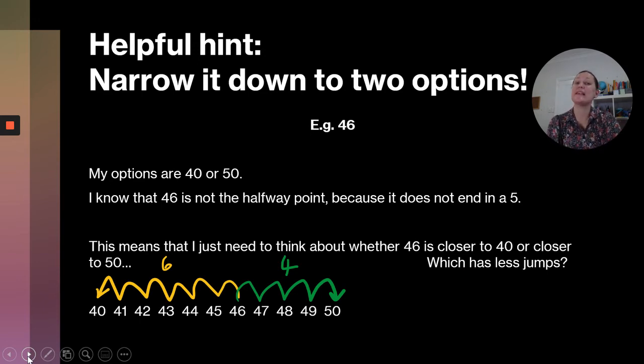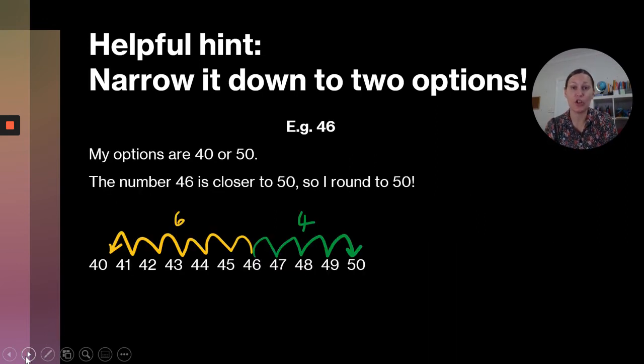I know that 46 isn't the halfway mark itself because it doesn't end with a 5, and that just means I need to think about whether 46 is closer to 40 or 50. You can see here with my yellow jumps that I worked out how many jumps it would be to go from 46 down to 40. That's 6 jumps. How about if I jump up from 46 to 50? 4 jumps. So which has less jumps? Jumping up. It's closer. So the number 46 is closer to 50, and I round to 50. Did you think that when you saw this number? Did you jump ahead and work it out in your mind based on what we discussed?